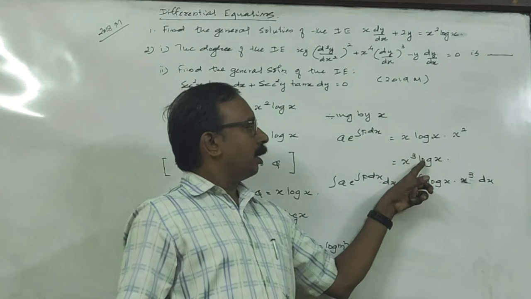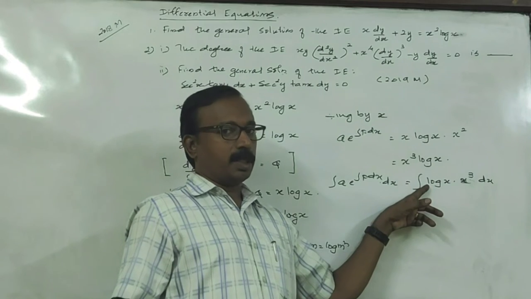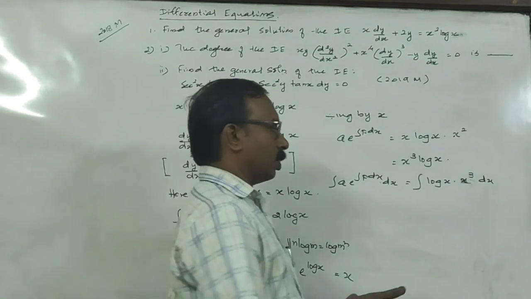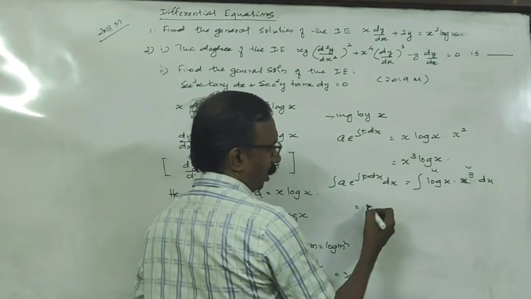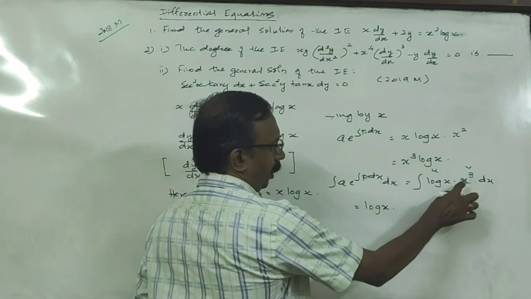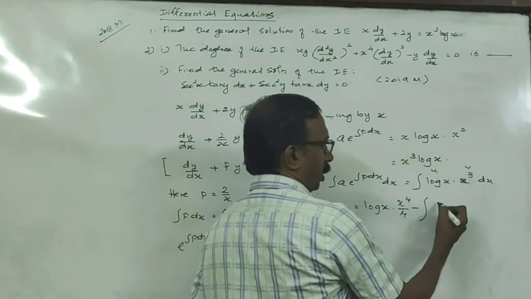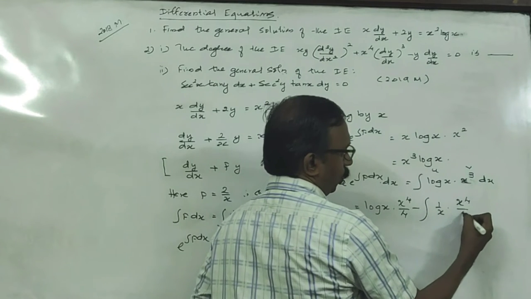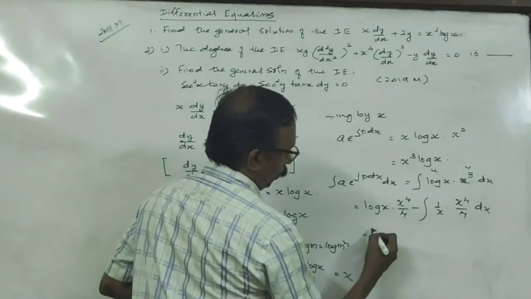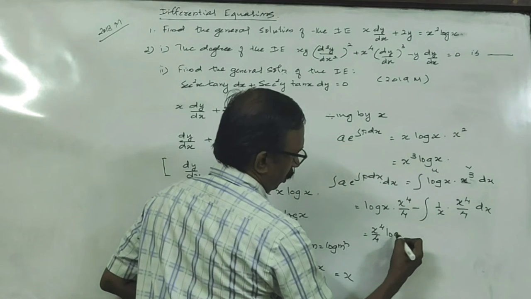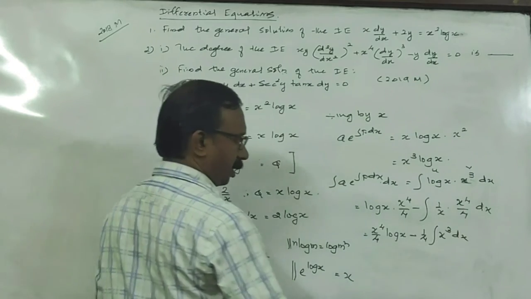We don't know the integral value of log x, so we write log x as the first function and x cube as the second function. Here this is u and this is v. Now integrating, we have first function into integral of x cube, which is x raised to 4 by 4, minus integral of derivative of log x, which is 1 by x, into x raised to 4 by 4. Now x raised to 4 by 4 log x minus 1 by 4 into integral of x cube dx, since x raised to 4 by x is x cube.